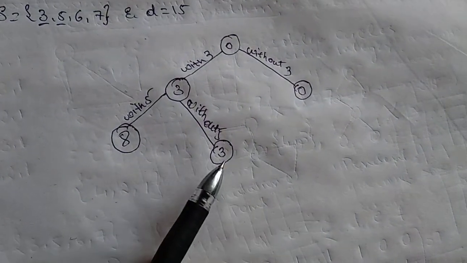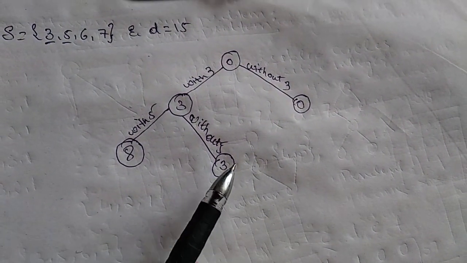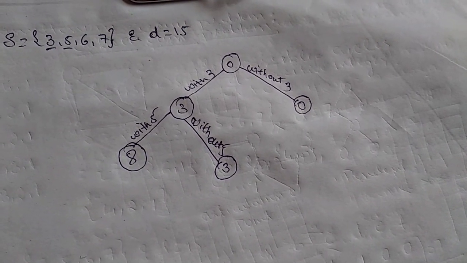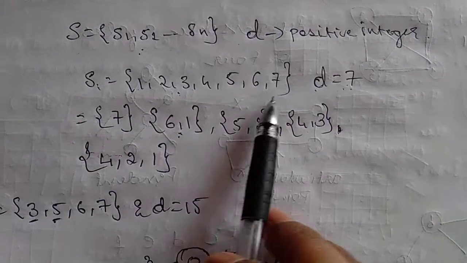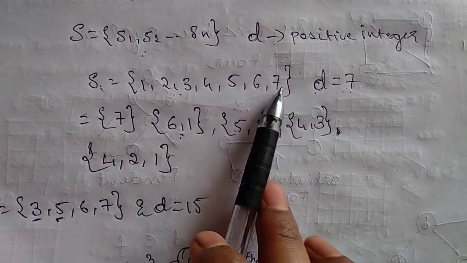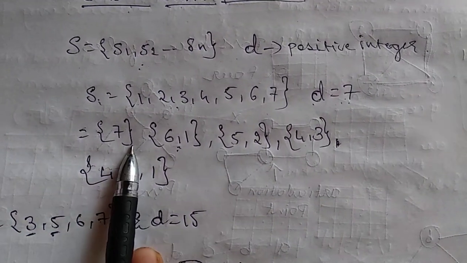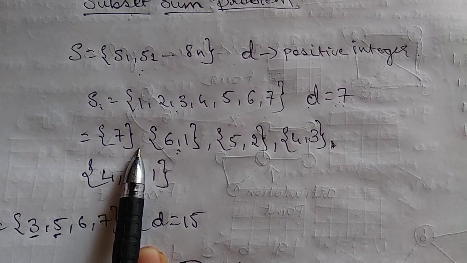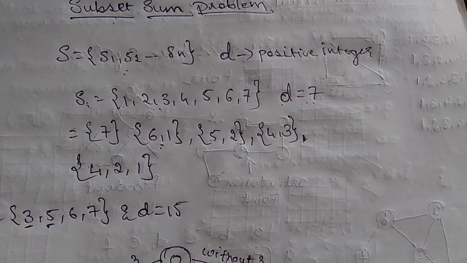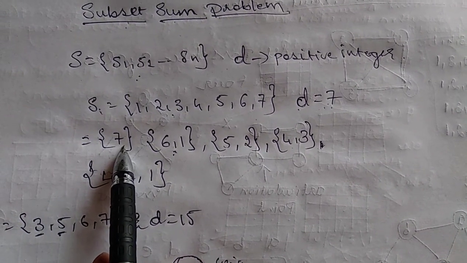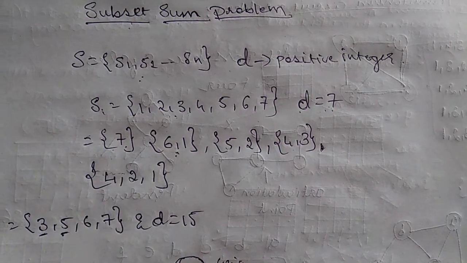Why I'm doing like this: for example, in the previous example I have taken 7 itself, is it not? 7 was there, D is equal to 7. Even 7 itself is also the answer. So you have to apply the inclusion and exclusion technique. If you only include, you will not get this. If you do both inclusion and exclusion, then we will get all the possibilities. So only we have to do like this.